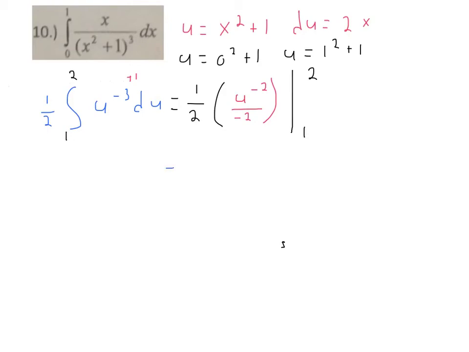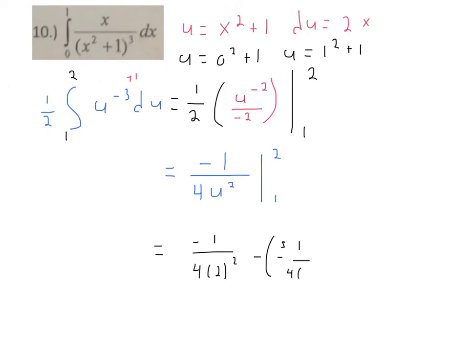Let's rewrite that as, 2 times 2 is 4. And I like to write my negatives in the numerator. So we'll have 1 over 4. And we'll bring that negative exponent down. So negative 1 over 4u squared from 1 to 2. Now we can plug these values in. So we have negative 1 over 4 times 2 squared minus negative 1 over 4 times 1 squared.